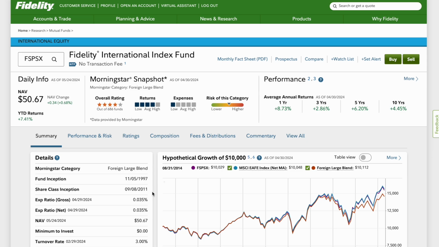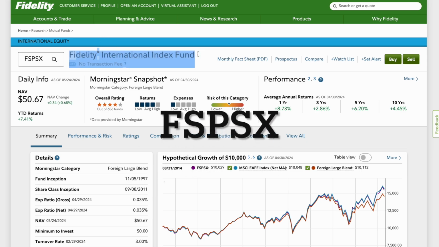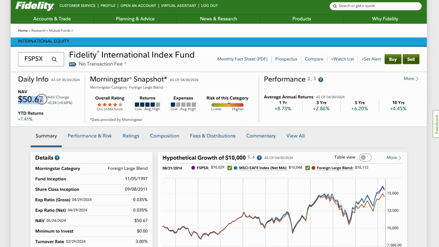The next fund that we're going to review is the Fidelity International Index Fund. This has a lot of popularity within it. It is ticker symbol FSPSX. Its NAV price, which is the price you would pay to buy one share, is $50.67 currently. It's up 7%. It has 4 stars out of 686 funds, and this is the risk category within it.